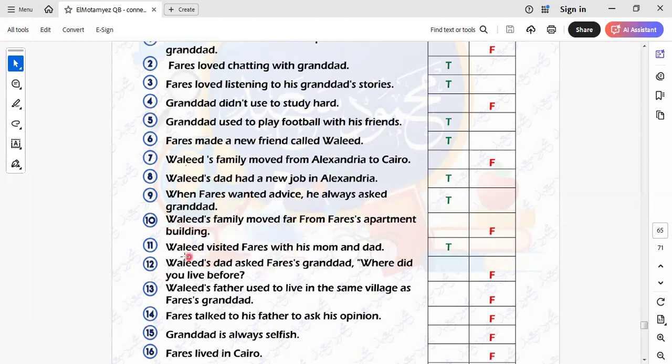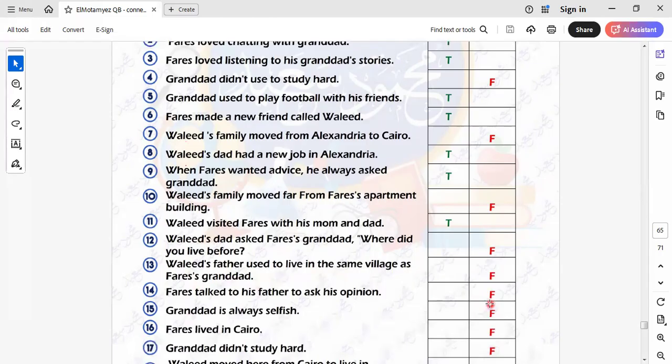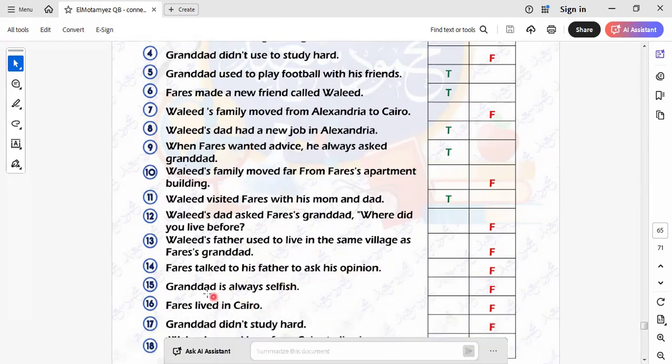No, it's false. Walid visited Faris with his mom and dad. Yes, true. Walid's dad asked Faris' granddad, "Where did you live?" False. Walid's father used to live in the same village as Faris' granddad. False. Faris talked to his father to ask his opinion. It is false. Granddad was always selfish.